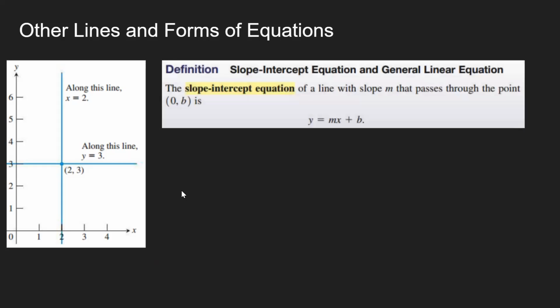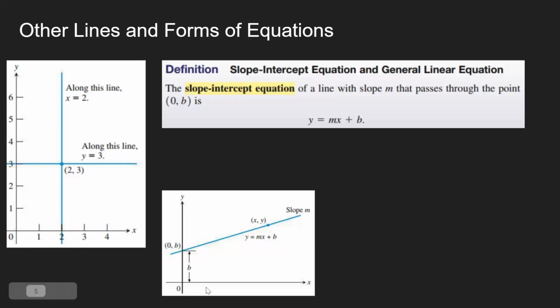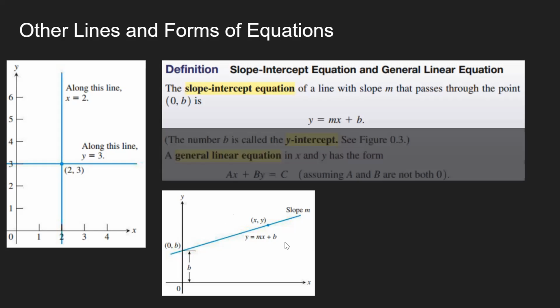Now, there's the slope-intercept equation of a line. Again, the name says it all. If you know the slope and you know the y-intercept, you can write the slope-intercept equation of the line. The y-intercept is actually the point 0, b, and m is the slope. So in this picture here, b is the point where it crosses the y-axis, and then the rise over run would give you your slope.